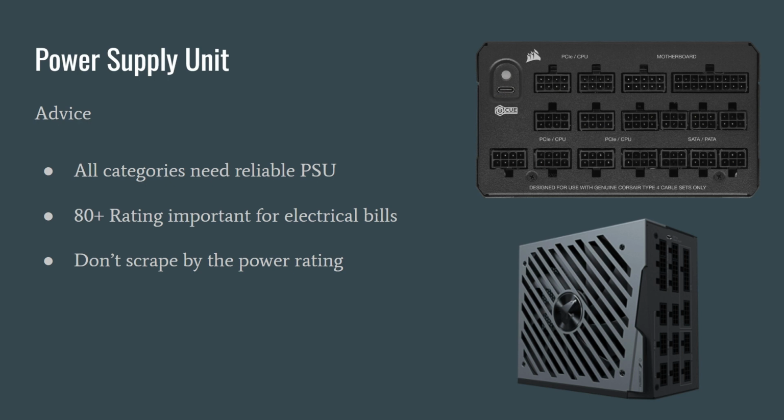And yeah, don't scrape by on the power rating. So if you add up all the TDPs of each component, and you see that you're going to draw, say, 640 watts, don't just get a 650 watt power supply, because it's just not worth the risk of scraping by. It's more reliable to go for the next step up, like the 700 or the 750 watt power supply, just so that you're on the safe side.